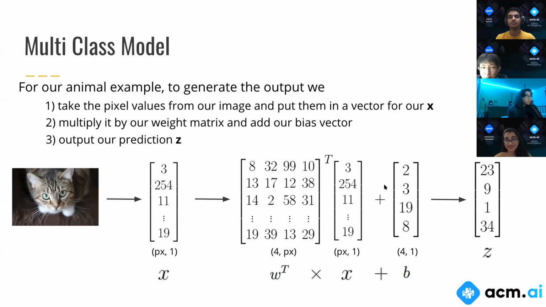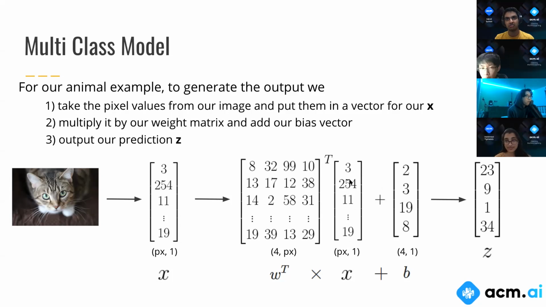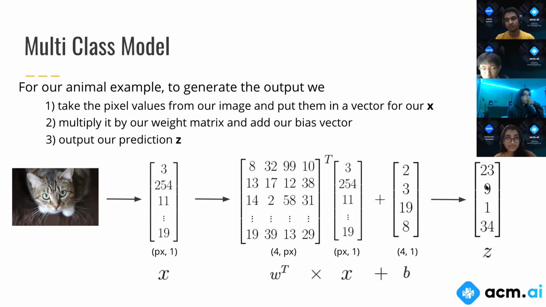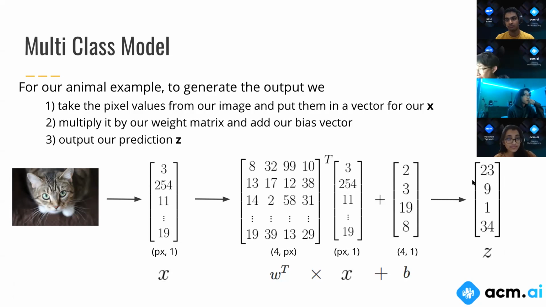So a quick example: let's say this is this example right here. This is only 4 elements right here, like 3, 254, 11, 19 is that vector. You have 8 times 3 plus 32 times 254 plus 99 times 11 plus 10 times 19 equals the first element of your output. And then 13 times 3 and so on turns into the second element of your output. And then the third row, and then onwards you get the whole first column.